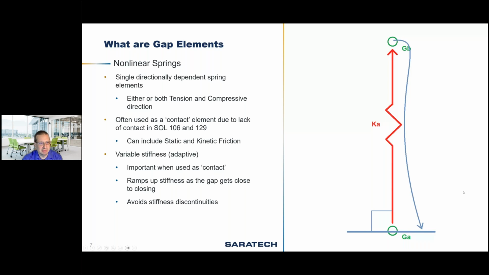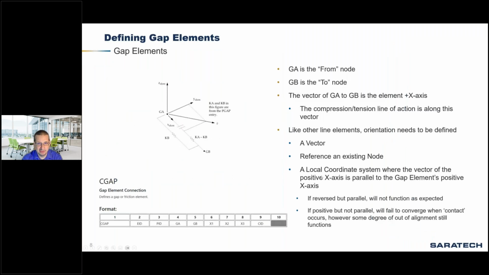So gap elements are defined via two nodes. GA is the from node, GB being the to node. This creates a vector of GA to GB, and this is that element's x-axis. It is very important that we keep this understood correctly because this is the line of action along which compression and tension form.